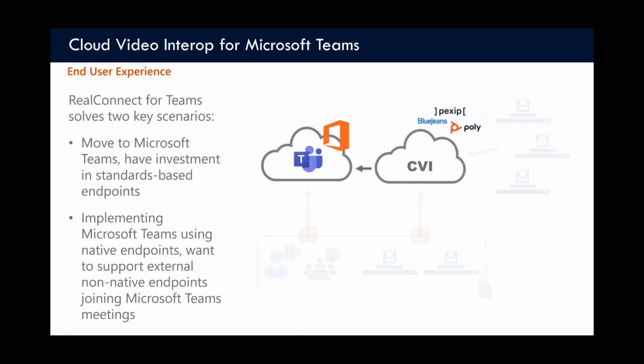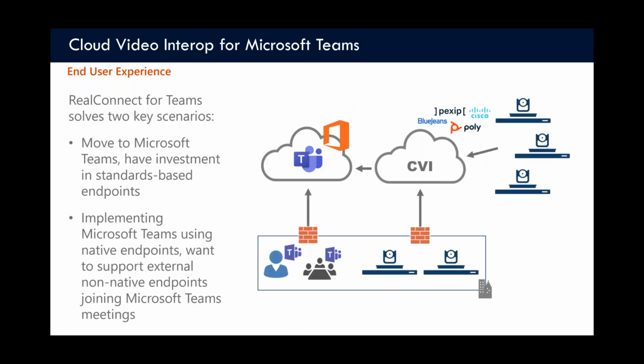So Real Connect for Teams really solves two key scenarios, okay? I'm moving to Microsoft Teams, but I might still have an investment in standards-based endpoints, okay? Now that might be Cisco endpoints. It could be Polycom Group and Polycom Trio endpoints that I've used in an existing on-premises Skype for Business environment, for example, or even a Skype for Business Online environment, and I need those devices to be able to join my Microsoft Teams meetings, and I do that through the Cloud Video Interop service. Or it might just be externals from other organizations that I want to be able to join my Teams meetings using the Cloud Video Interop service also. So both of those use cases are supported.